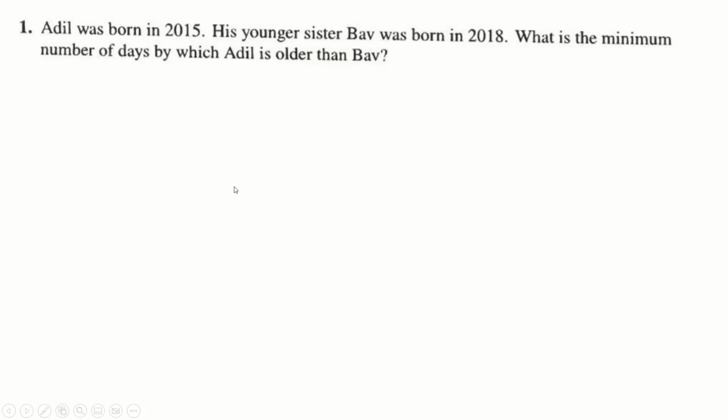Challenge Senior Kangaroo from 2021. Let's just get straight into it. It's quite a difficult paper, I thought, actually. But anyway, this guy was born in 2015, this person 2018. Minimum number of days between them.